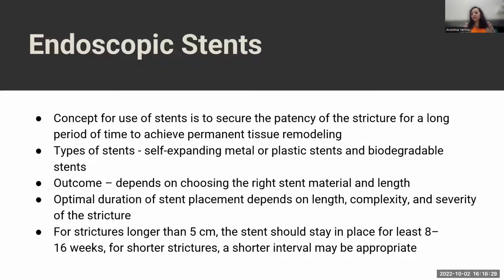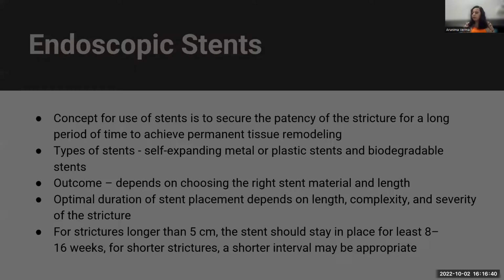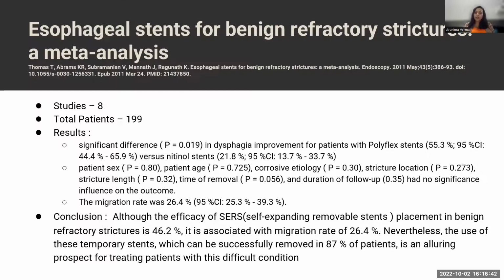And the optimal duration of stent placement also depends upon the length, complexity, and severity of the stricture. For strictures longer than 5 centimeters, the stent should stay in place for 8 to 16 weeks, and for shorter ones, it can be a lesser period. A meta-analysis on esophageal stents for benign refractory stricture, with 8 studies and 199 patients, showed that there was a significant difference in dysphagia improvement for patients with polyflex stent versus the nitinol stent.